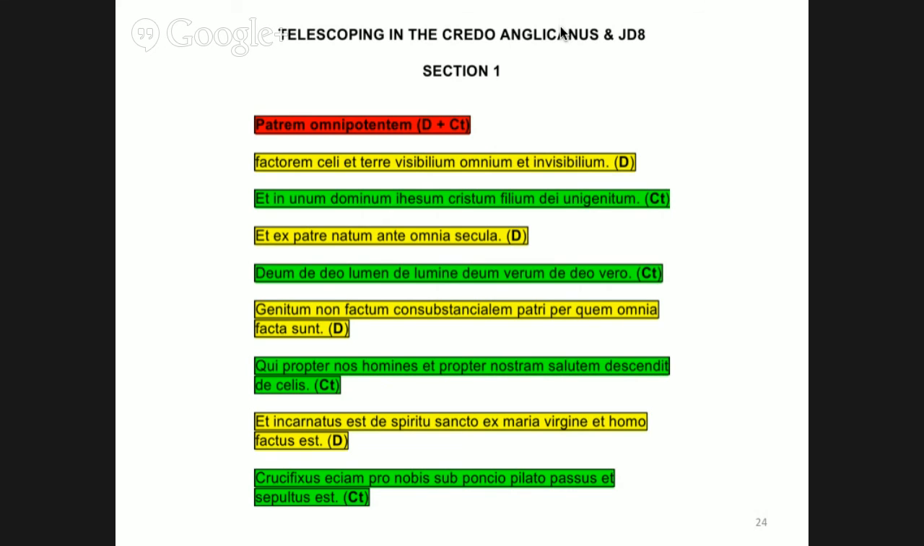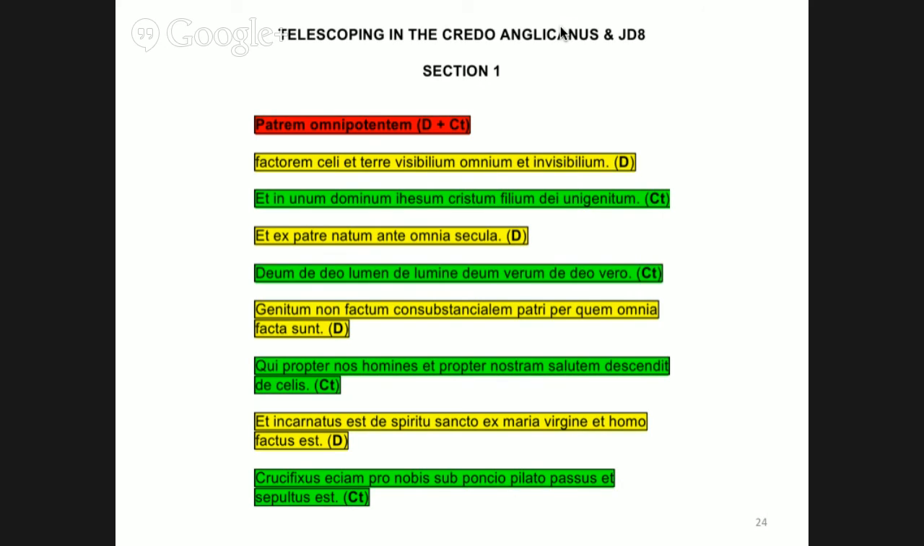Two, normally only the discantus and mobile contratenor parts are involved. Three, phrases allotted to a given part occur in the correct order. And four, at the end of the internal section of a work, text is presented complete up to that point. All four principles are strictly adhered to in the Credo Anglicanus and JD 8.